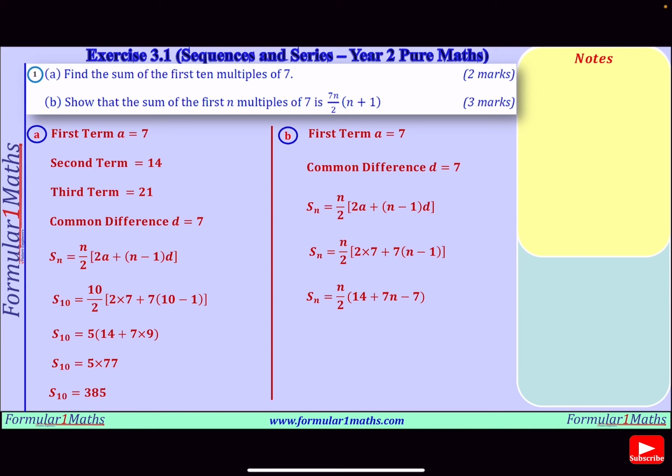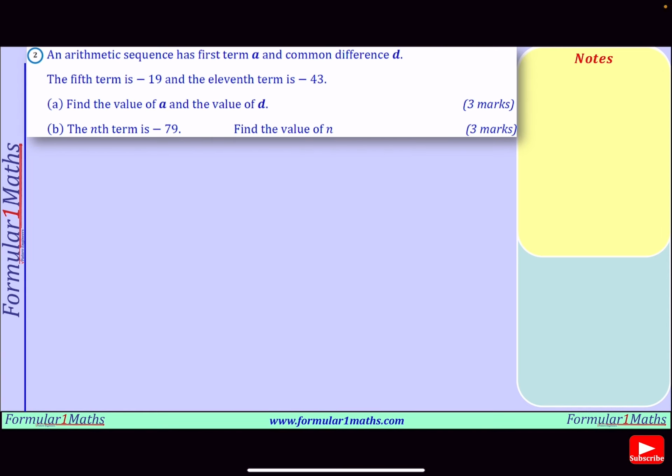Simplify to get n over 2, brackets 14 plus 7n minus 7. But 14 minus 7 is 7, so you get that. But we also know that 7n plus 7 can be factorized to get 7 brackets n plus 1. So that will replace what is in the brackets right here. And that will give us 7n over 2 brackets n plus 1, which is what is required in the question. So that's question 1.